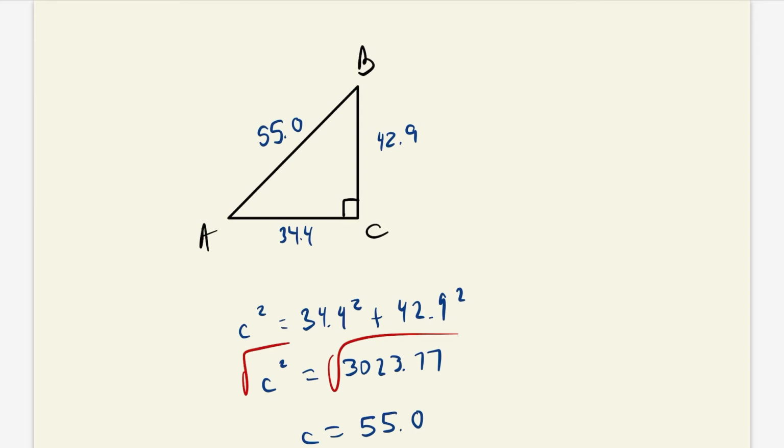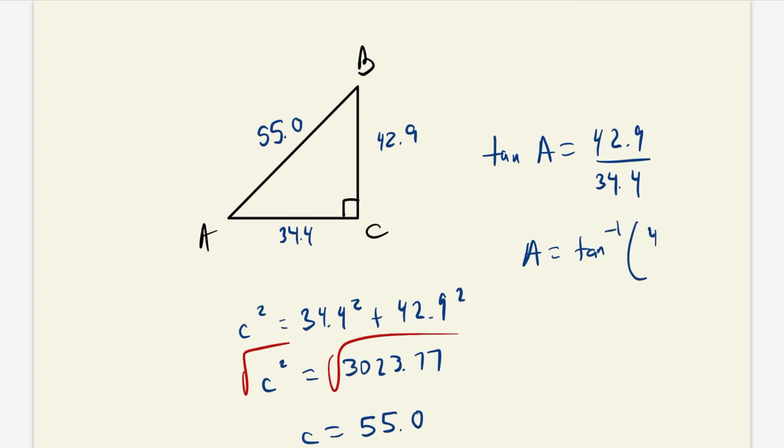All right, and now we can find the missing angles. So let's start off by finding angle A, and I'm going to use tangent again, inverse tangent. First, I'm going to set up my equation as tangent A is equal to opposite over adjacent, which is 42.9 divided by 34.4. Taking the inverse tangent of both sides gives us inverse tangent of 42.9 over 34.4. Let's see what we get here. Inverse tan, 42.9 divided by 34.4 is getting 51.3 degrees.